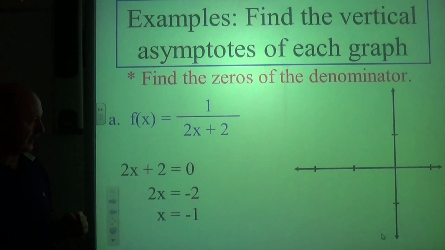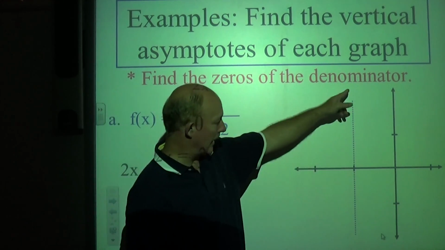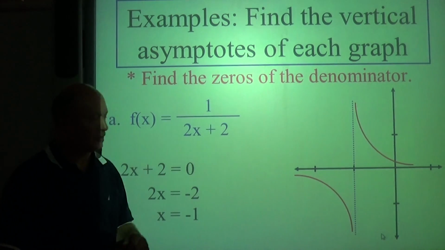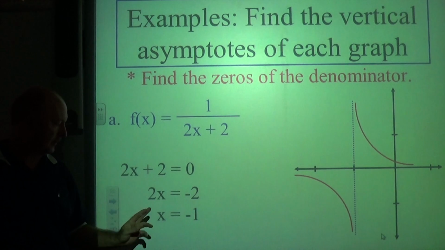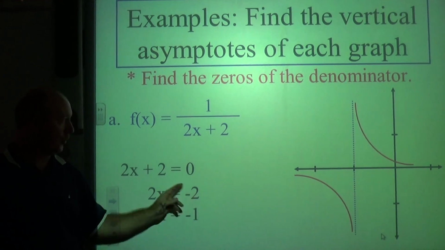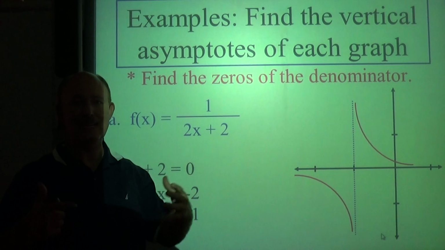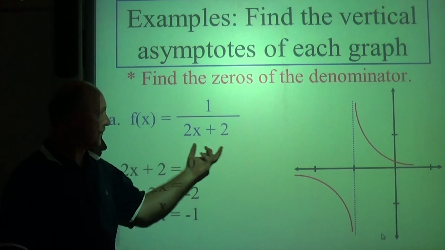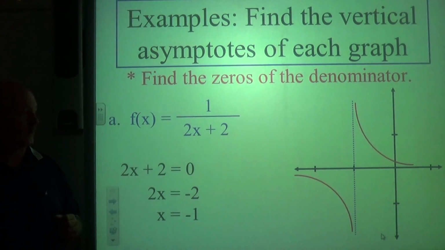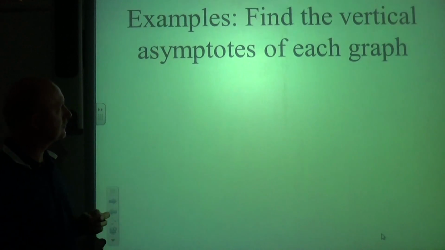Now if you look at the vertical asymptote, it'll be right here, and this is what the graph will look like. But the vertical asymptote will be x equals negative 1. And when you have a fraction like this, remember, you're going to let the denominator of the fraction equal 0 and then find the zeros of the denominator. Okay, let's try another one.